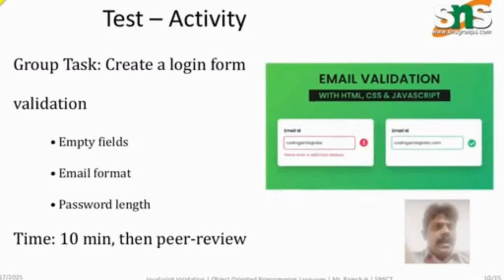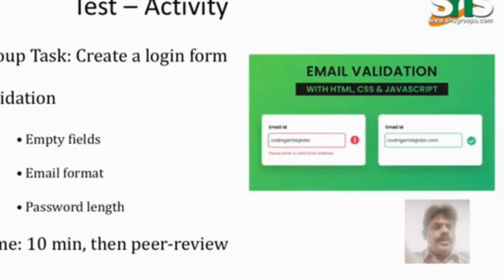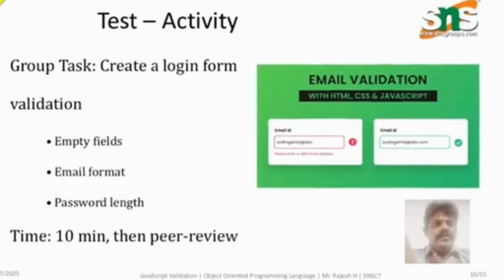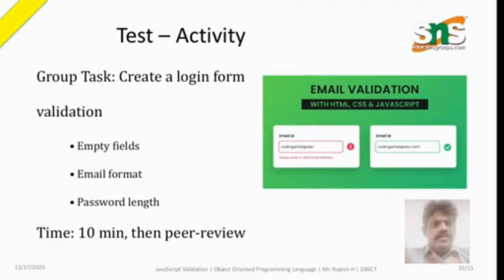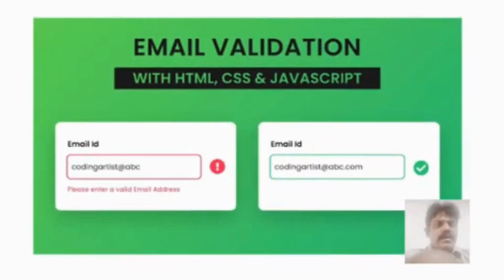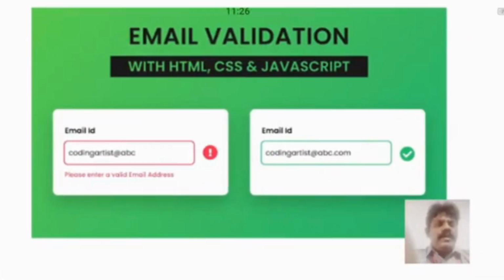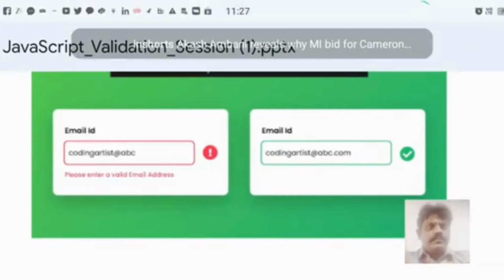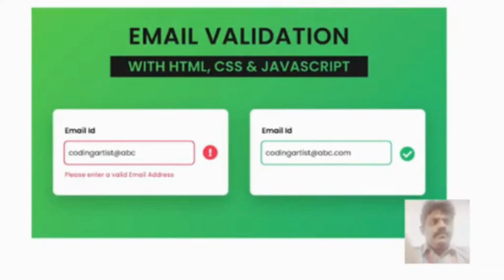And the students have to carry out the activity. It can be a group task. You have to create a login form with validation. There shouldn't be any empty fields. The email should be in a proper format, and the password should be of proper length and syntax. You can take 10 minutes to understand this. Here, once the email ID is properly verified, you may find a tick mark.